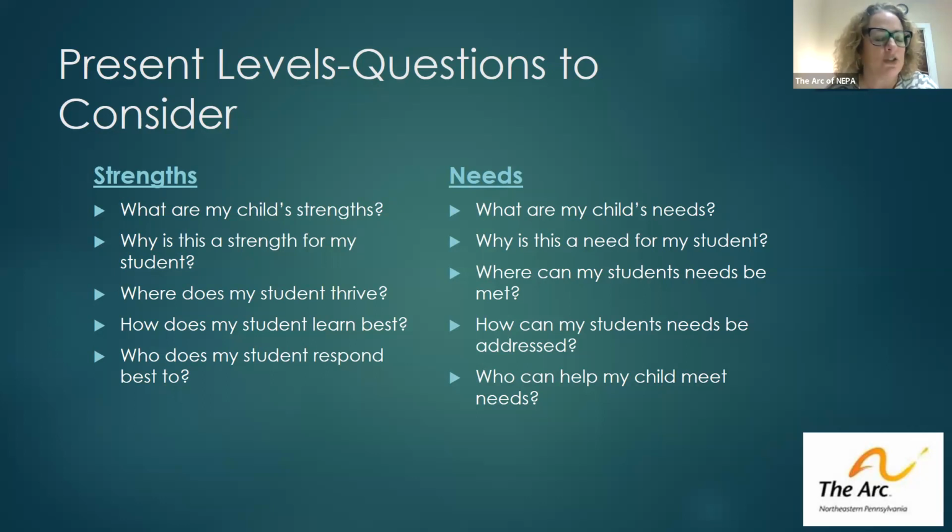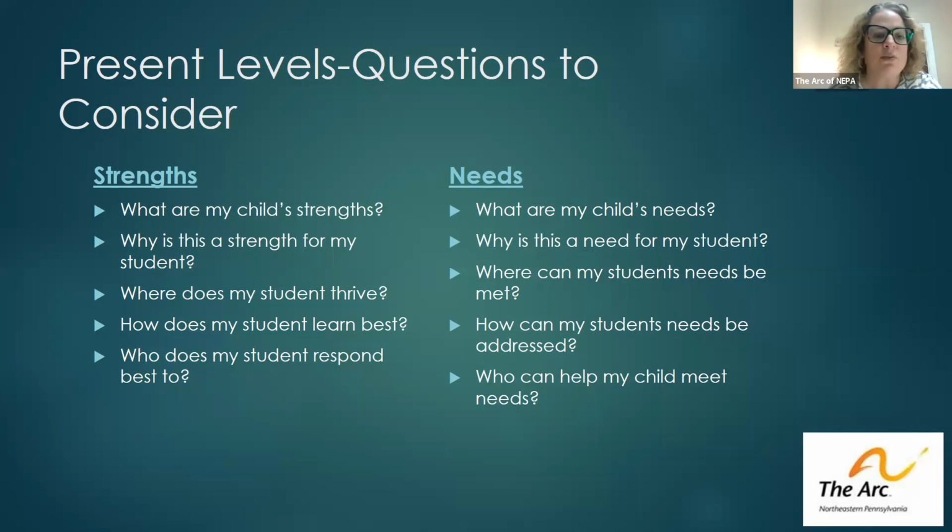So ask yourself, why is this a strength for my student? Like, do they enjoy this activity? That's why it's a strength. It's built their confidence in the past. It's translated to other areas. So just think about that why. And where does my student thrive? So maybe the strength for my student is in a small class. It's one-on-one. It's with the general education peers because they model them and they build off those relationships. So think about where your student's strengths are developed best.